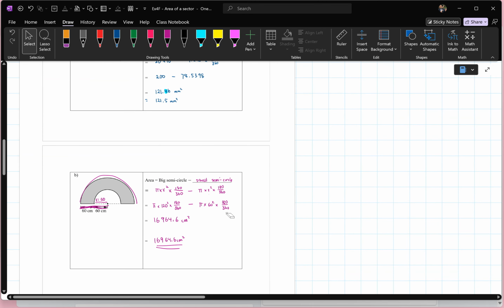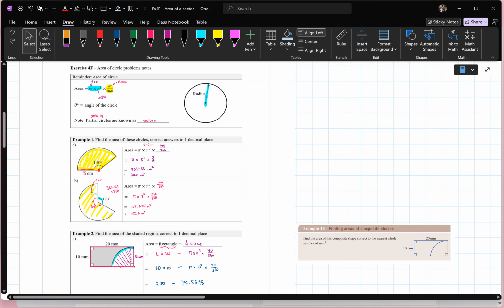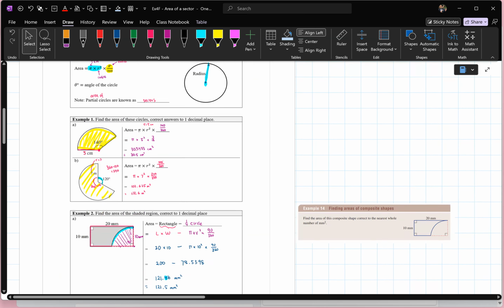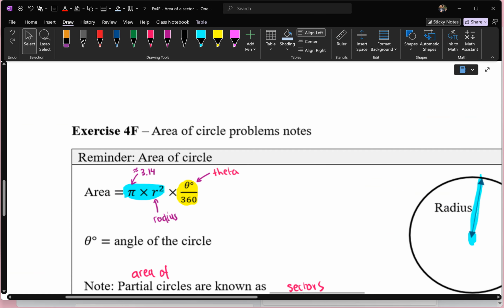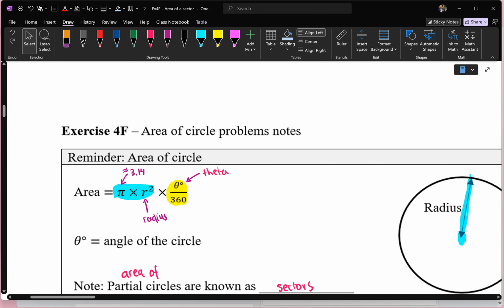That's exercise 4F from memory. Yeah, 4F. Okay, hope that helps you. But yeah, the only part of this formula that is not in your textbook is that portion of that circle that I want you to understand. Okay.